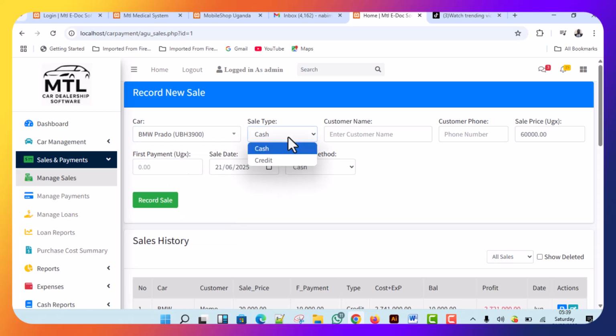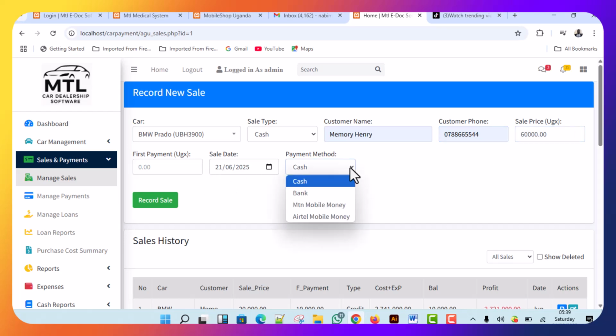Once you are selling, there are two types of sales. Are you selling on cash or credit? If it's cash, the full amount is paid. If it's credit, we pay a first payment. This is the first payment here. Yeah, so cash payment, customer name, the phone number, this is the selling price.